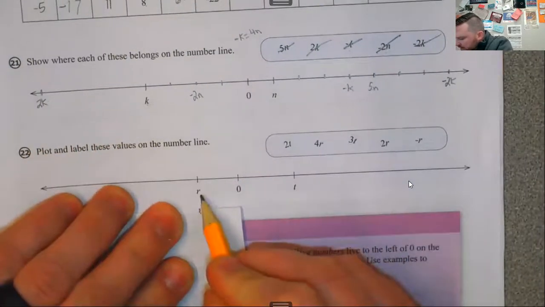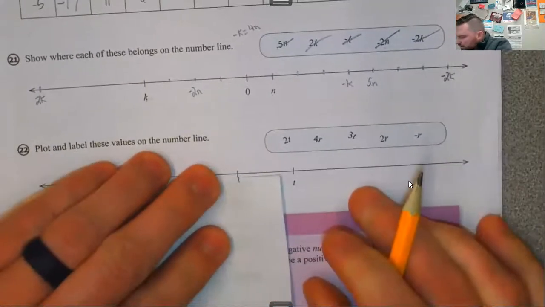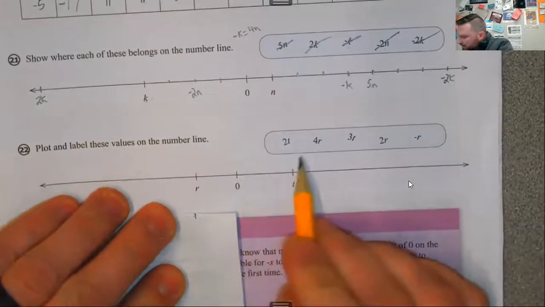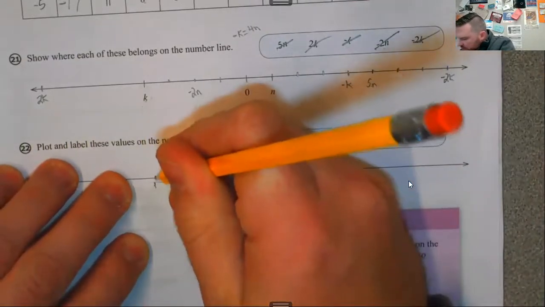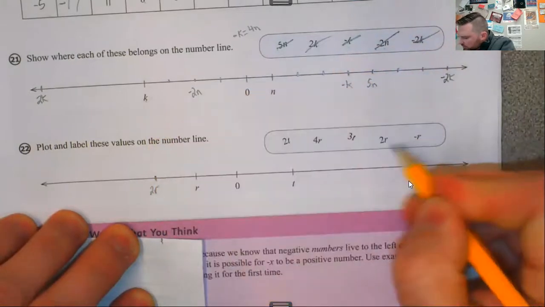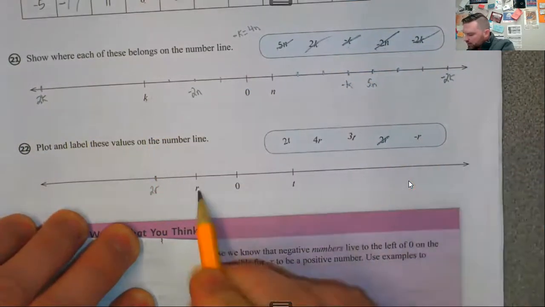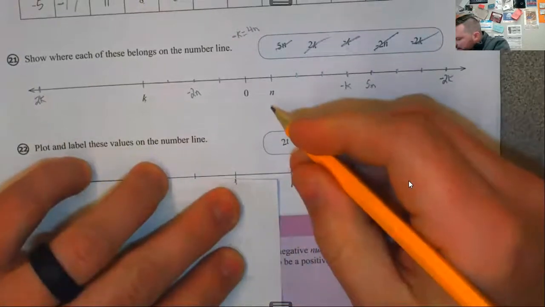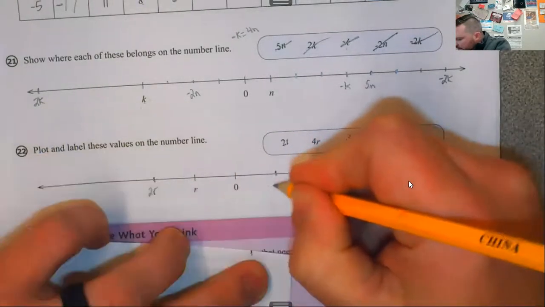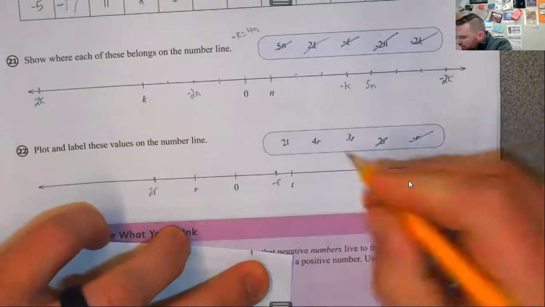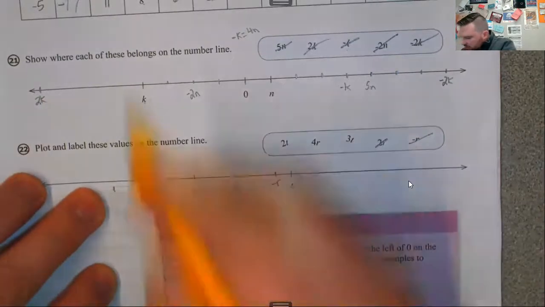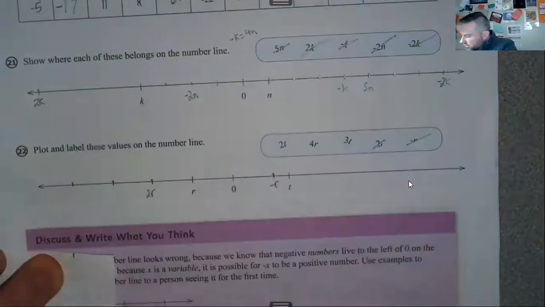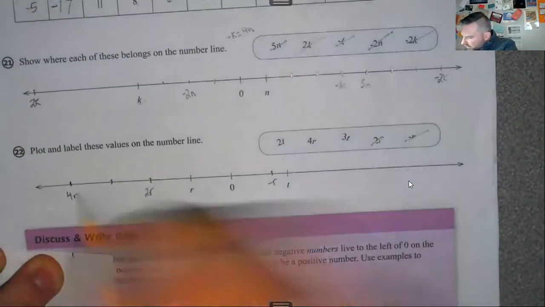So it looks like R is going to be a negative number. Okay, so 2R. So there's 1R. Here's 2R. Negative R would be on the opposite side, so kind of line that up. There's negative R. And 4R. So there was 2, 3R, 4R. So 4R right there.